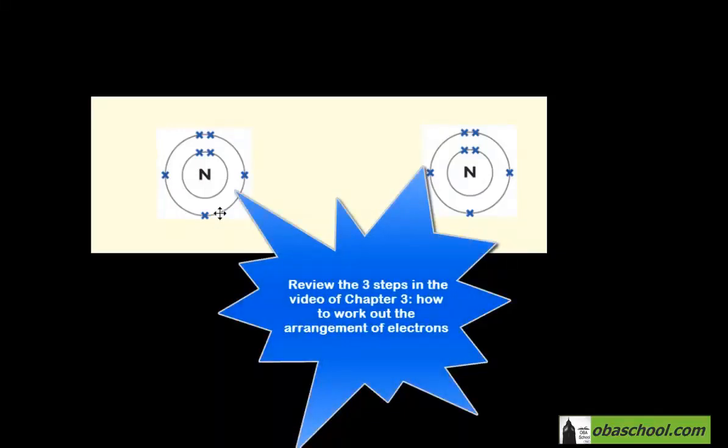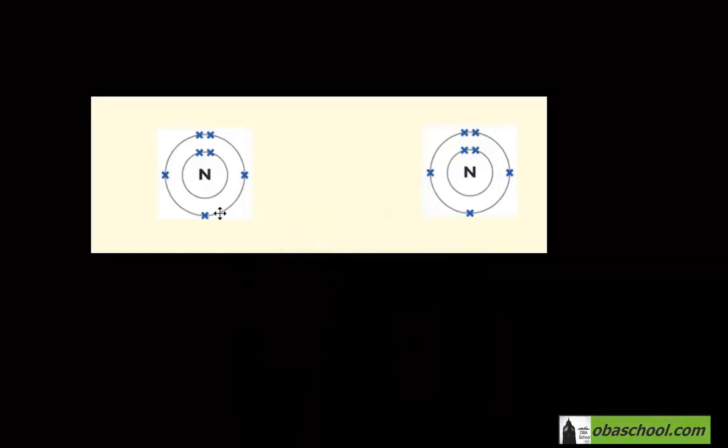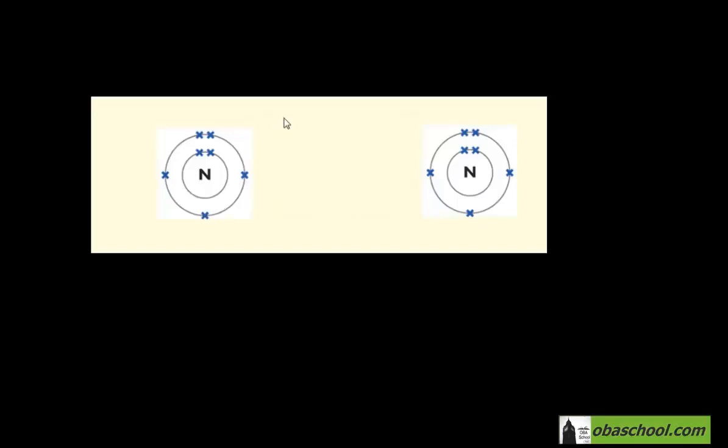To get this diagram, review previous tutorials on Lewis dot structure. So, find the atomic number from the periodic table, which is equal to the number of electrons, and then represent the valence electrons in the Lewis dot structure.